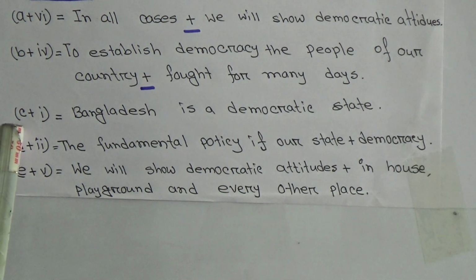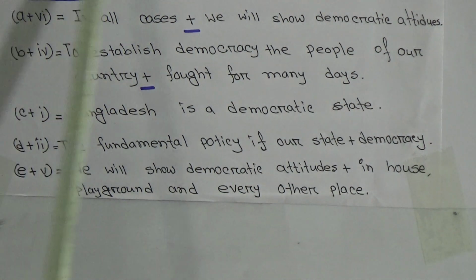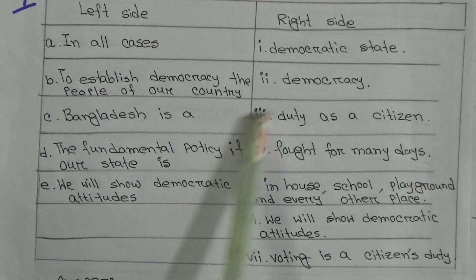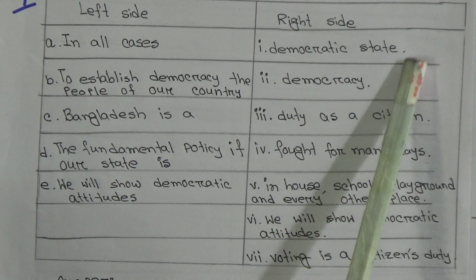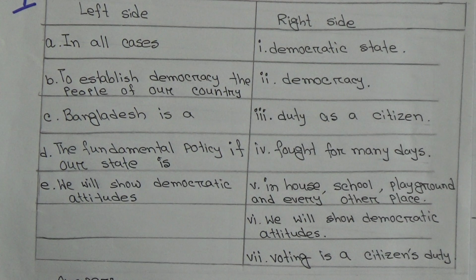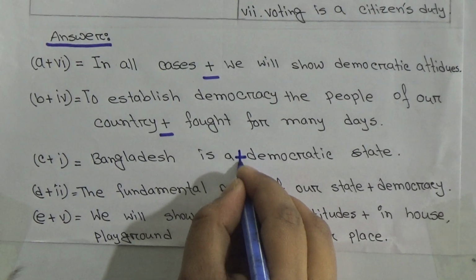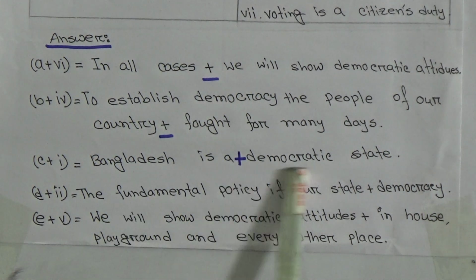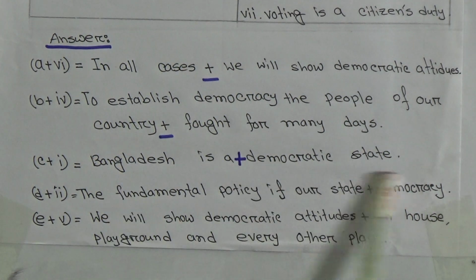Then number C. C, Bangladesh is a. C plus 1, Bangladesh is a democratic state. So I will give a plus mark. Bangladesh is a democratic state.